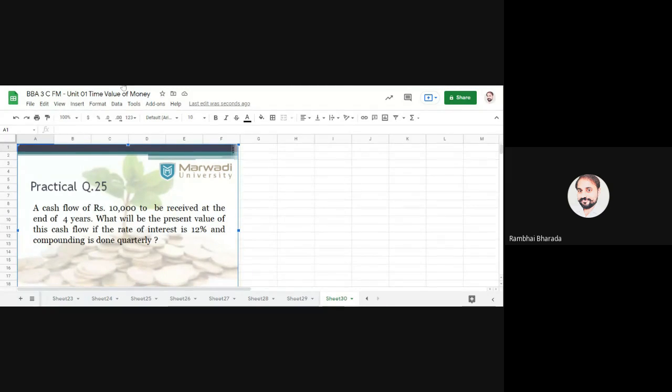See this question. A cash flow of 10,000 is to be received at the end of the 4th year. What will be the present value of this cash flow if the rate of discount is 12% and compounding is done quarterly?